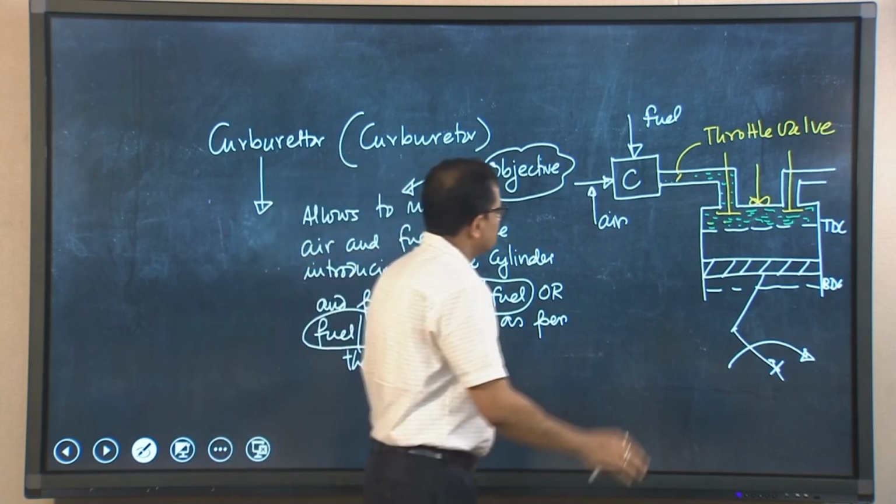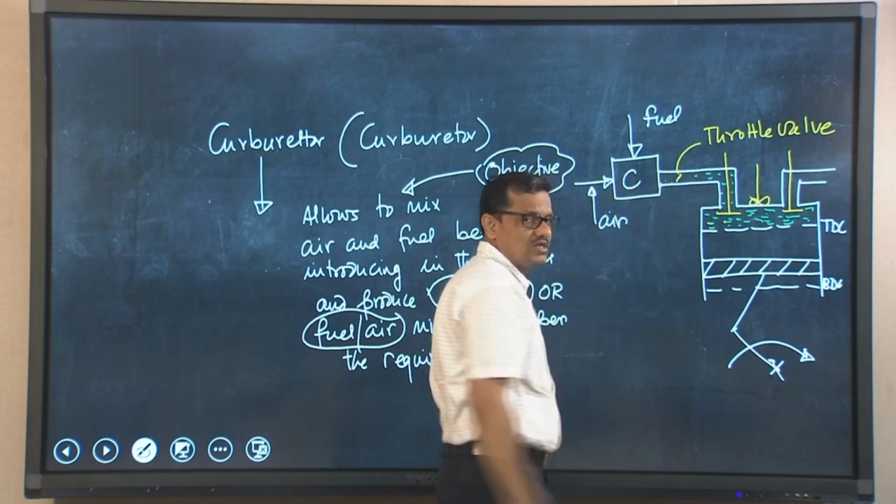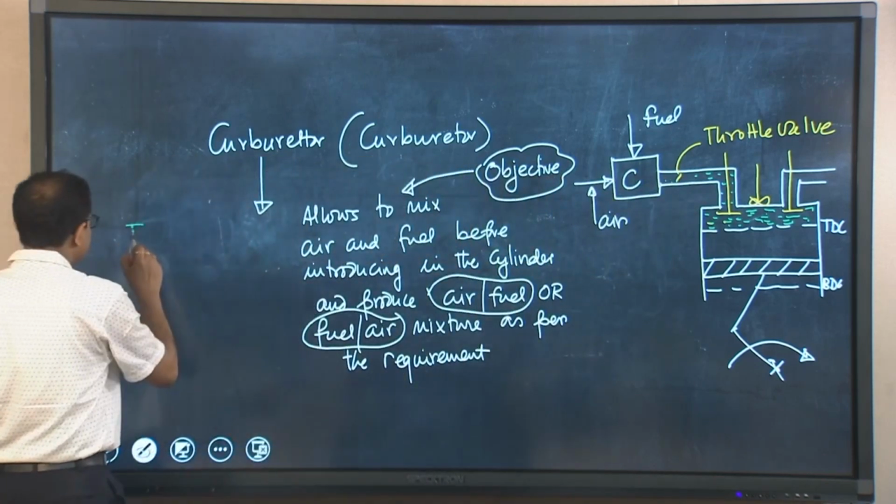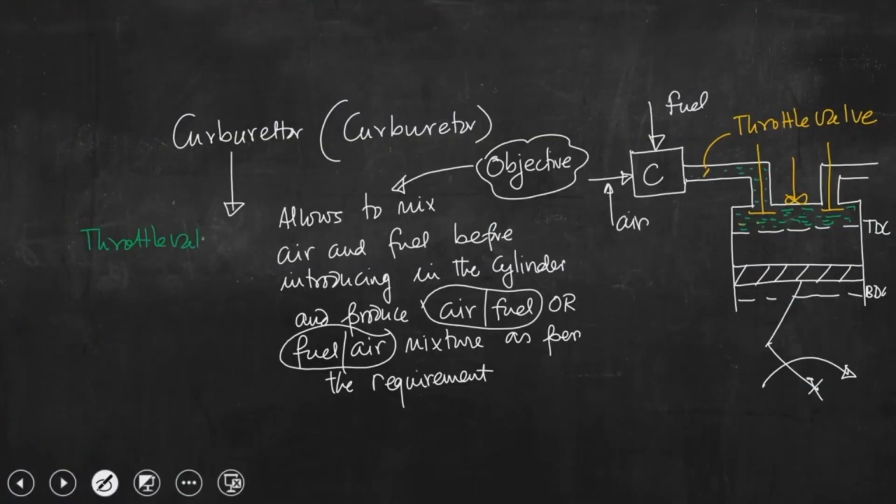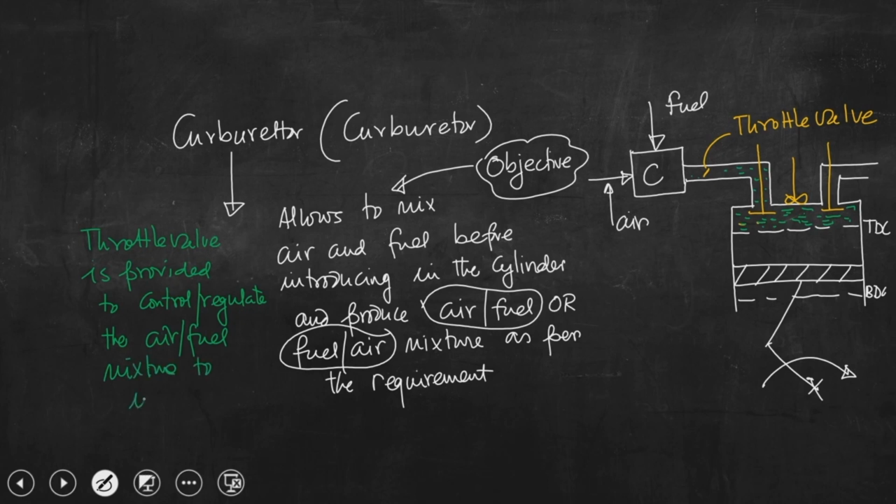Whatever is the case, the throttle valve is also there adjacent to the carburetor, and this throttle valve is provided to control or regulate the flow of air fuel mixture to introduce in the cylinder.